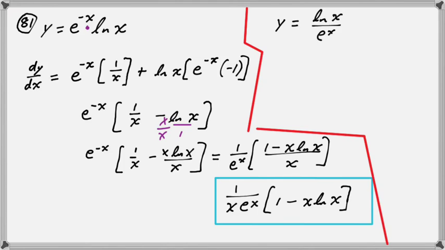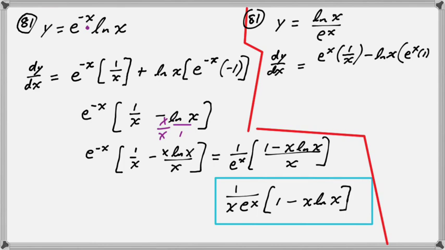Okay, it was suggested that we rewrite this as such. The negative x moves it to the bottom. And this is still number 81. But this time, try a quotient rule. So I would do the bottom times the derivative of the top minus the top times the derivative of the bottom, which is e to the same power, derivative of power, all over the bottom squared.